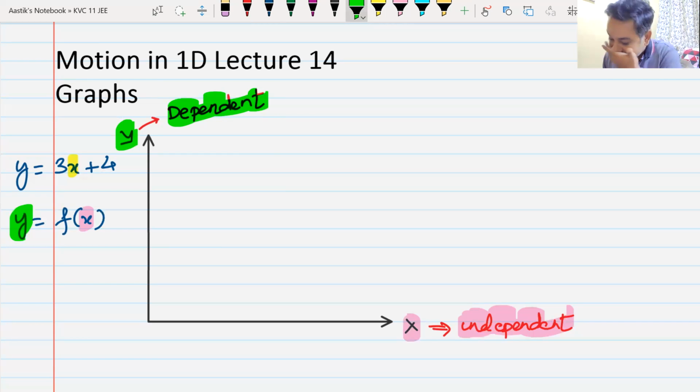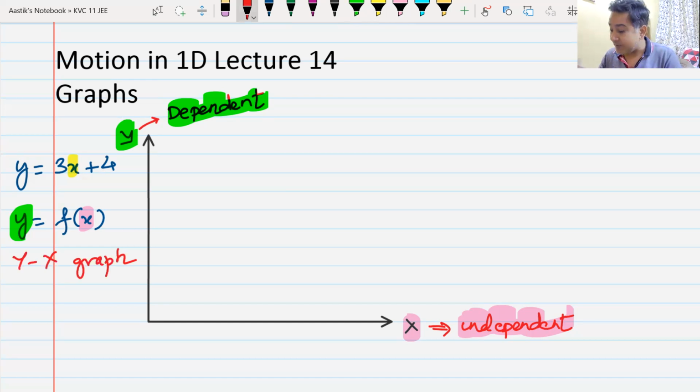Now, whenever we call any graph, every graph has a name. How do I call a graph? I always say the y-axis first and then the x-axis. So the name of this graph will be the y-x graph. This will be a graph between y and x.